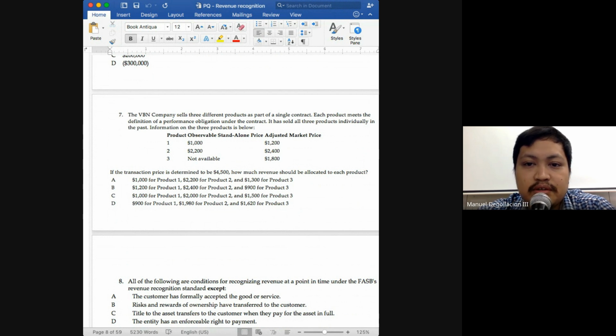Okay? So, in answering number 7, let's just come up with fractions, class. What would be the fraction for number 1? First, let's determine our denominator. Our denominator will be the sum of 1,000, 2,200, and 1,800. So our denominator would be 5,000. The fraction for product 1 would be 1,000 over 5,000. For product 2, that would be 2,200 over 5,000. For product 3, it would be 1,800 divided by 5,000.